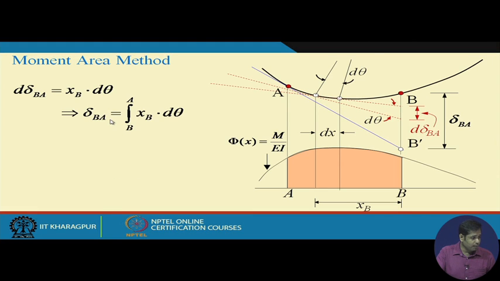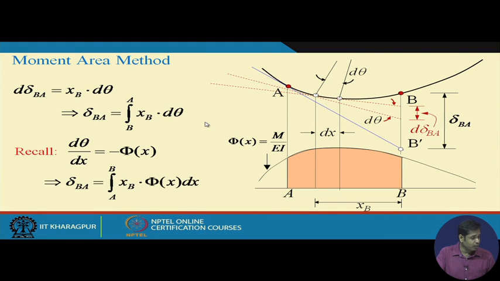Now, what is this exactly? We know that d theta by dx is equal to minus phi x. We have defined phi x like this. Let us substitute this in this expression. If we do that, then we have delta BA, which is the distance between point B and its projection B dash, which is drawn on the slope at A. So the projection of B on the slope at A, delta BA, is equal to this.